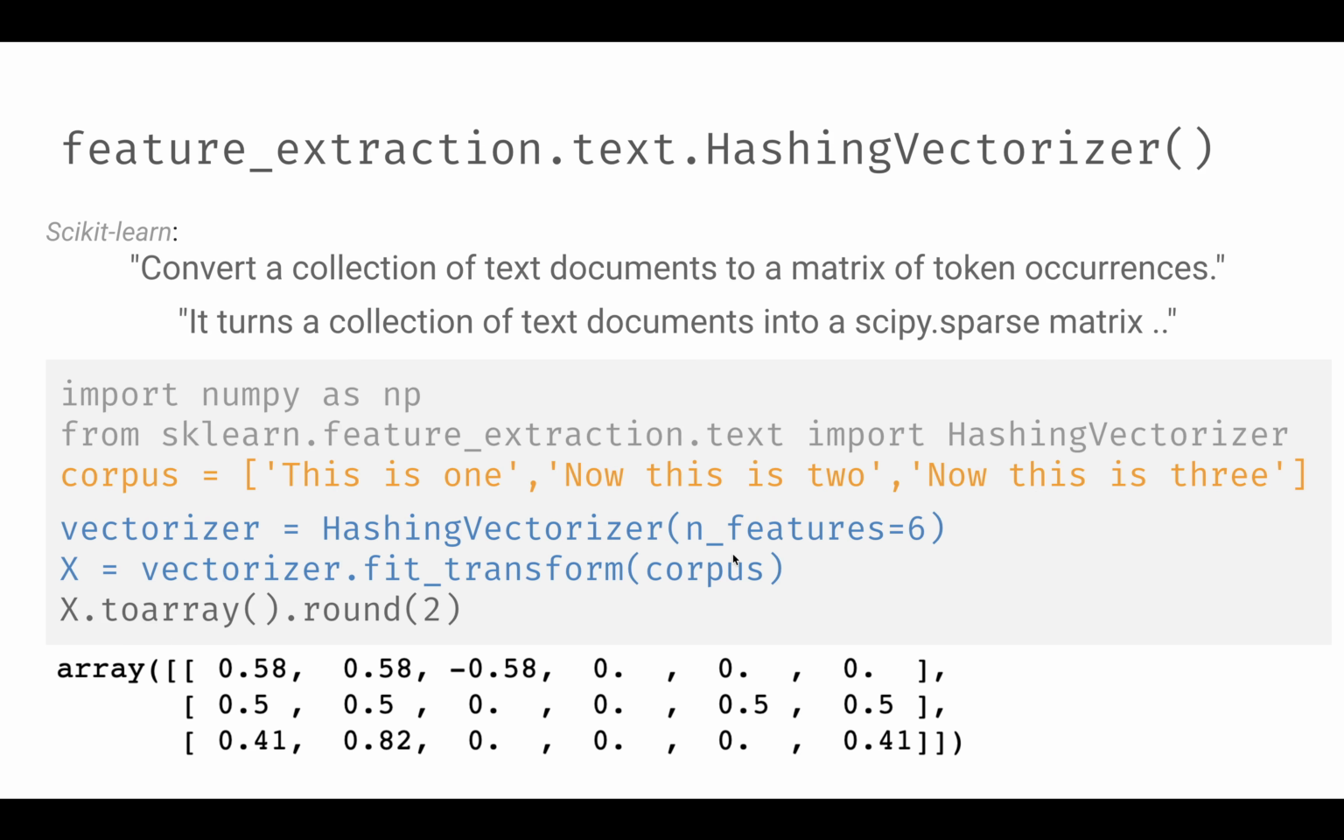It works in this way as shown here. Again, it uses the hashing trick. So each word, each string is converted into a hash, and then it is assigned a particular index, and then that is converted to an array right here. So again, here we have three strings, and we have three rows, and we have set the value of n_features equal to 6, and therefore we have 1, 2, 3, 4, 5, 6 features.